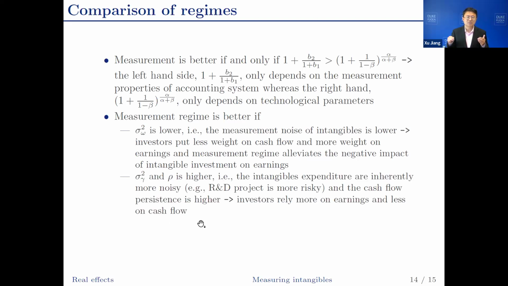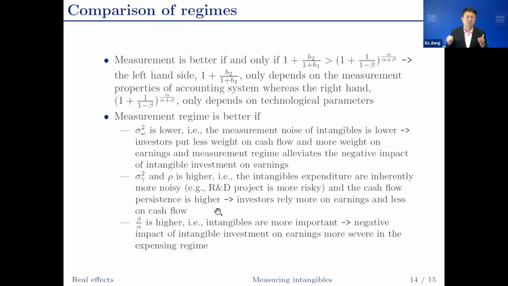The measurement regime is also going to be better if sigma gamma squared and rho are higher, which means that when the cash flow persistence is higher, or when the intangible expenditures are inherently more noisy, you can think about this as R&D being more risky. Because in those cases, investors are going to rely more on earnings and less on cash flow. So relying more on earnings means that the measurement regime is more likely to be better.